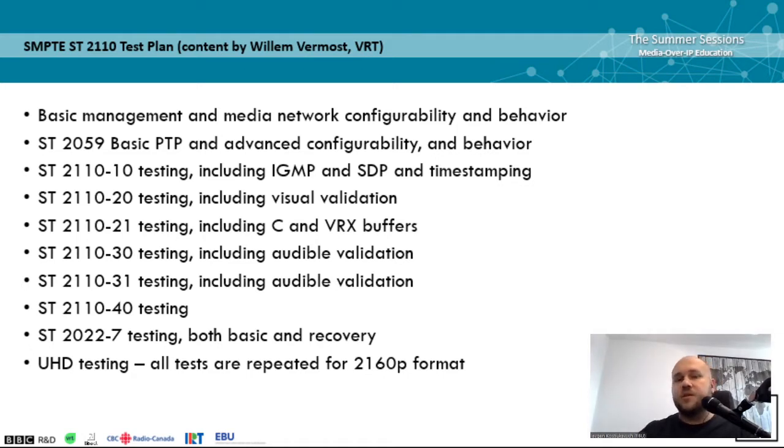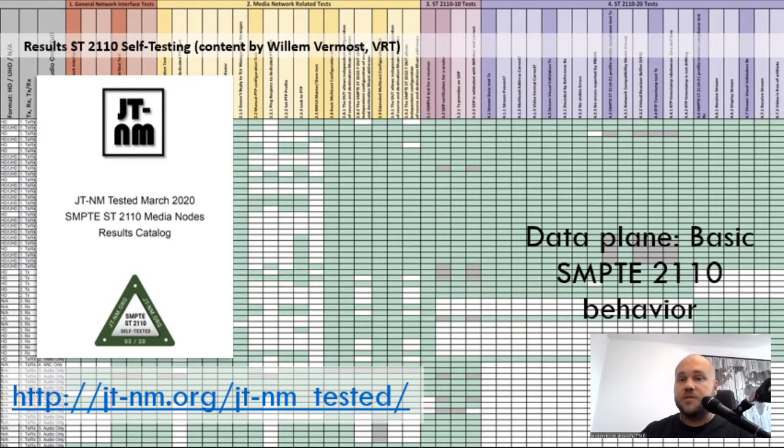So we've been testing the Grandmaster failovers this time, going into -10 with the timestamping and SDP testing, going into -20, including the visual validation, and -21, including the buffer models, -30 with audible validation, and this time we've introduced -31 with audible validation, -40, of course, for the ancillary data, and the multi-stream redundancy with 2022-7. And of course, everything was repeated for the UHD formats.